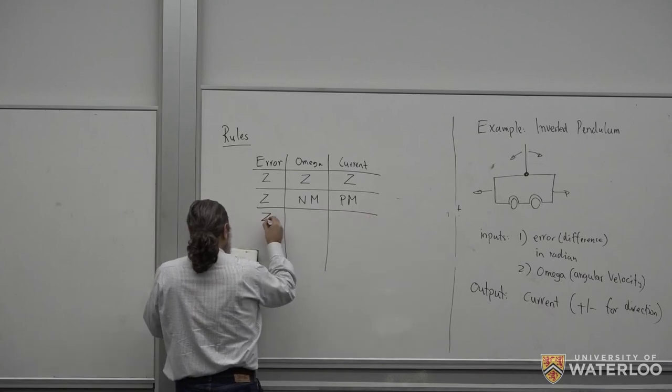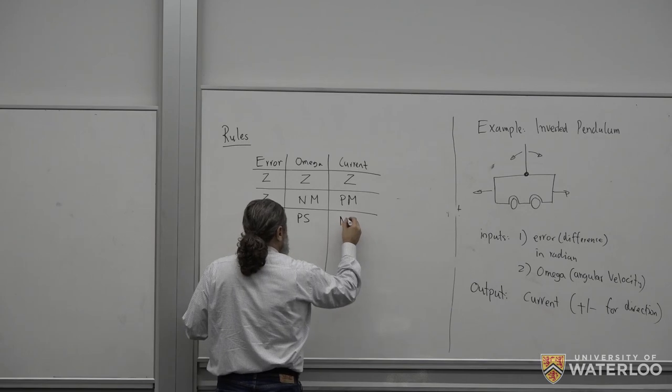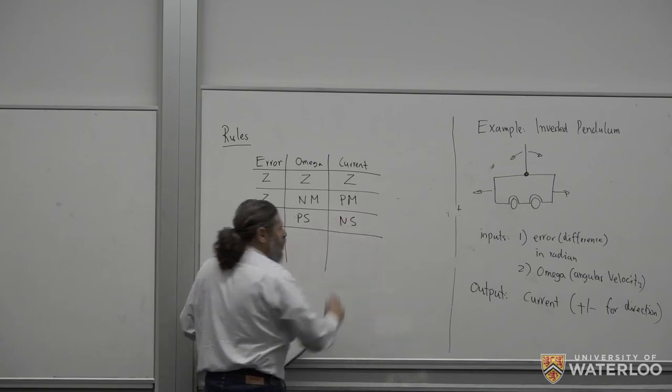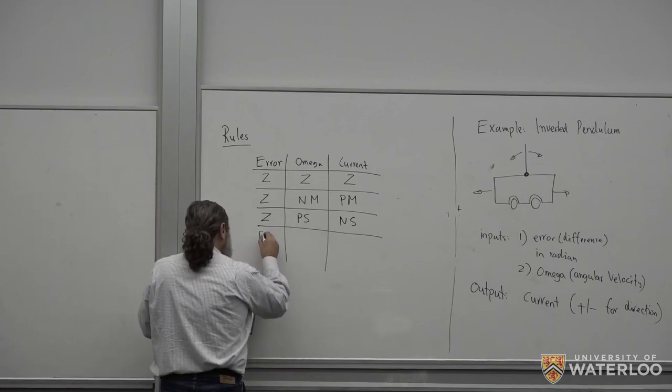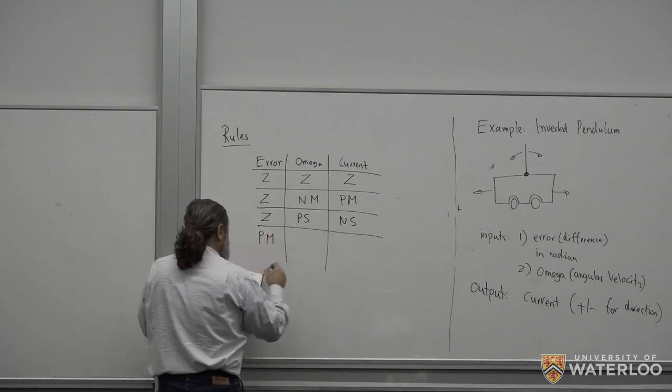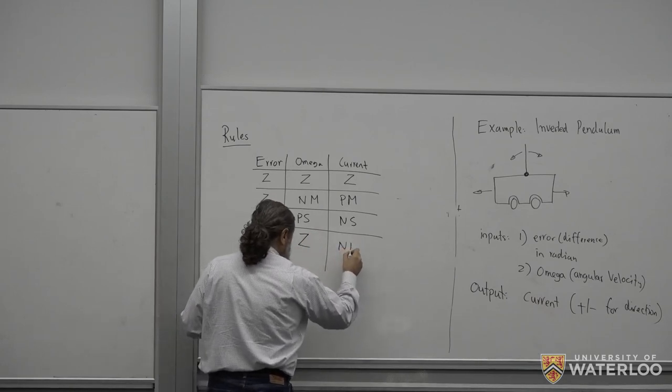If the error is zero, but the omega is positive small, then the current will be negative small, because again, we want to work against that in the opposite direction. If the error is positive small, positive medium, and the omega is zero, then the current is negative medium.